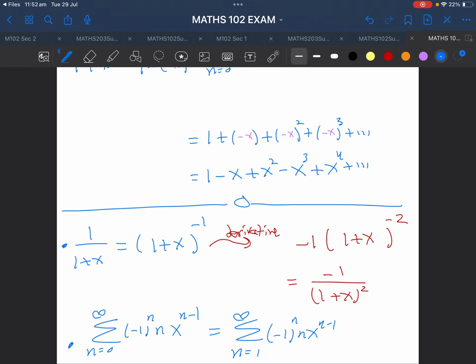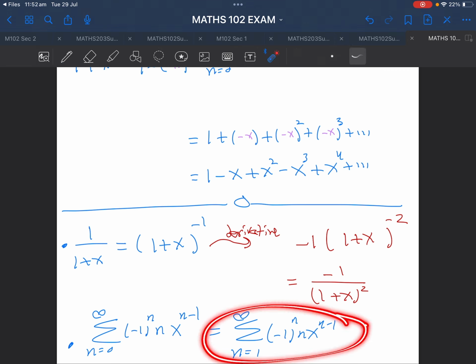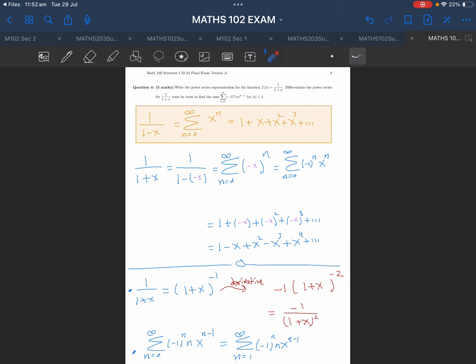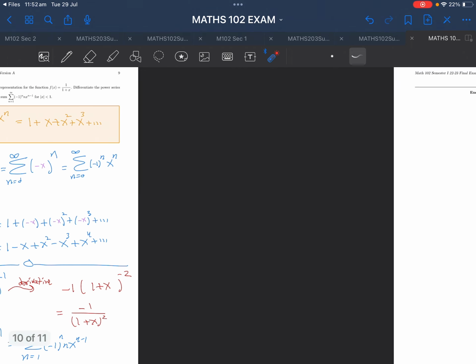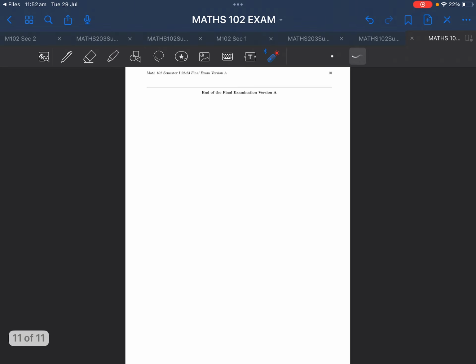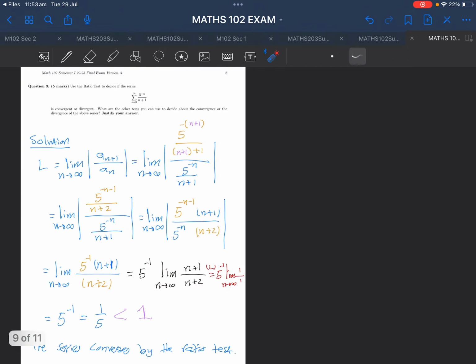So the final answer is this series, which is given to me in the question, is the same as this one here. And that's question number 4. And that's the end of the written part in this exam.